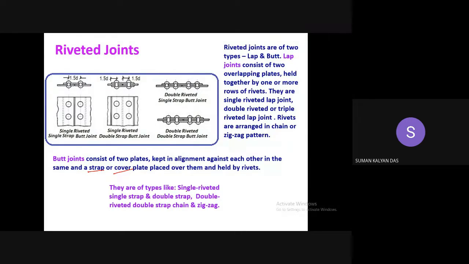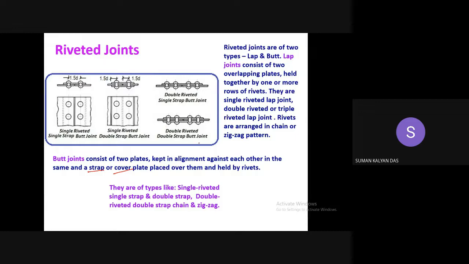So I already told, I guess, single riveted single strap and double strap. Okay. And the rivet arrangement can also be zigzag. Here the rivets are mostly shown in chain format, but they can also have this zigzag type of pattern. And in that case, it may be like a triple riveted double strap zigzag butt joint. So the name goes on expanding.